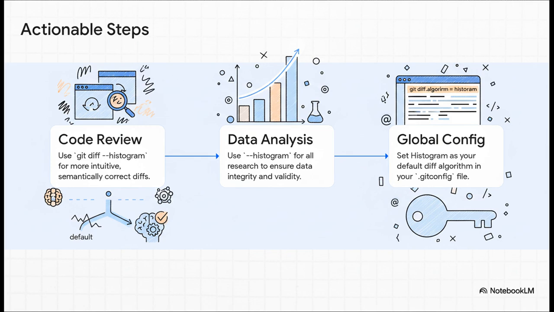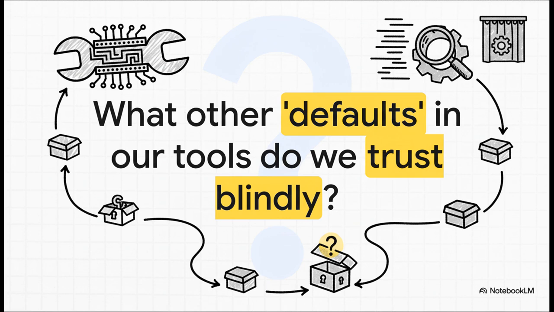So, what's the practical takeaway for you? Well, for developers, start using git diff --histogram during code reviews. It's going to give you a view that's much more likely to match what the author was actually thinking. For researchers, the message is even stronger. Any analysis of code history from now on really has to use histogram to be taken seriously. And for pretty much everyone, it might just be time to pop open your .gitconfig file and change that default for good.